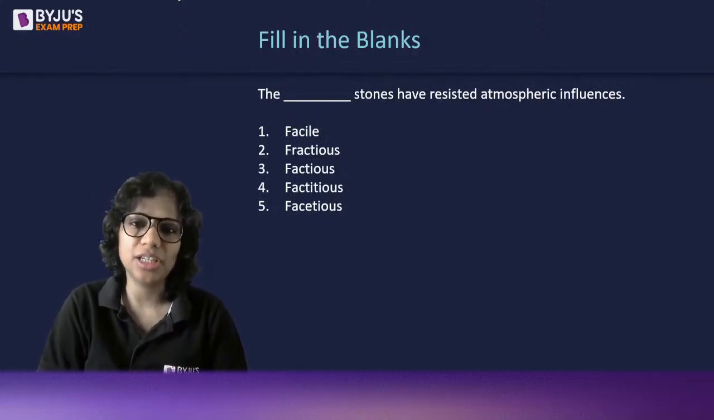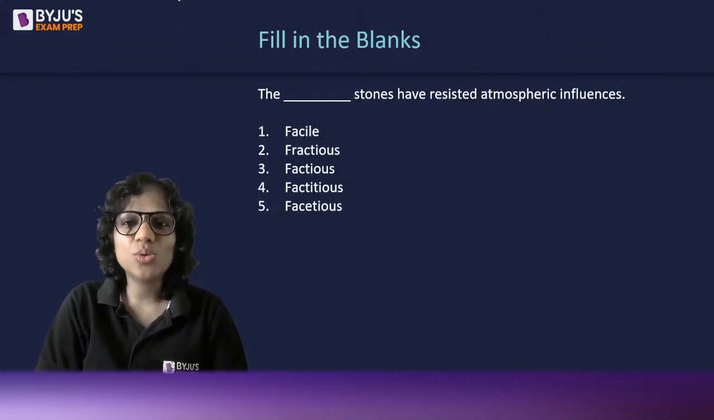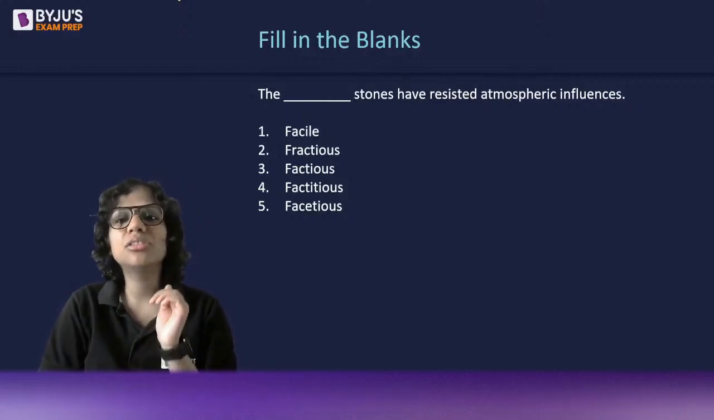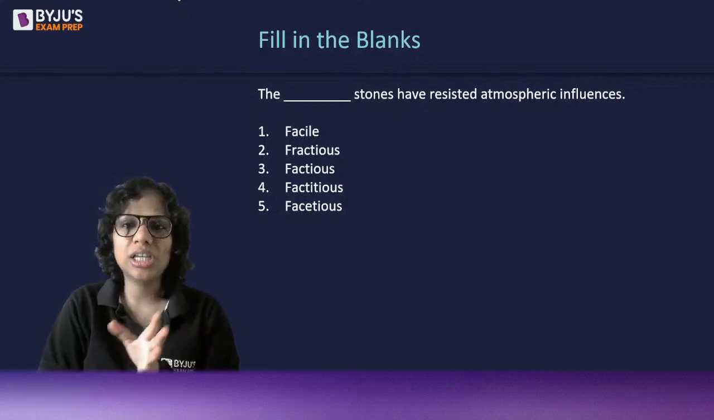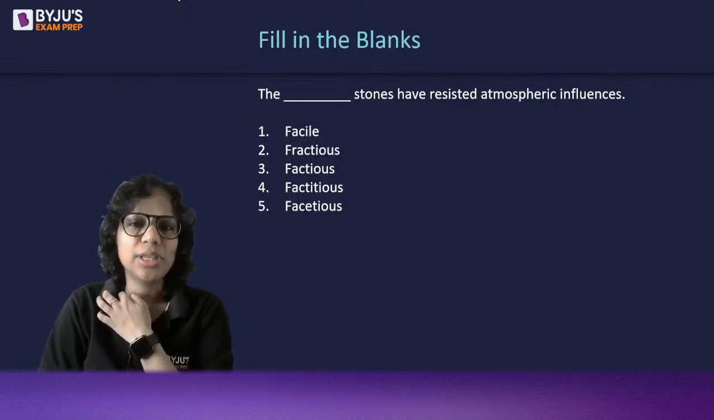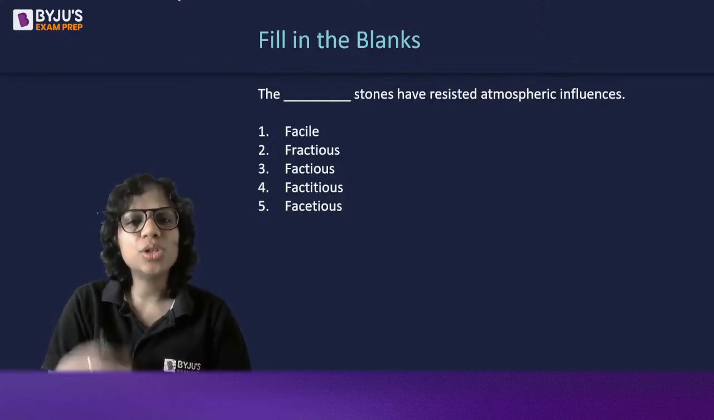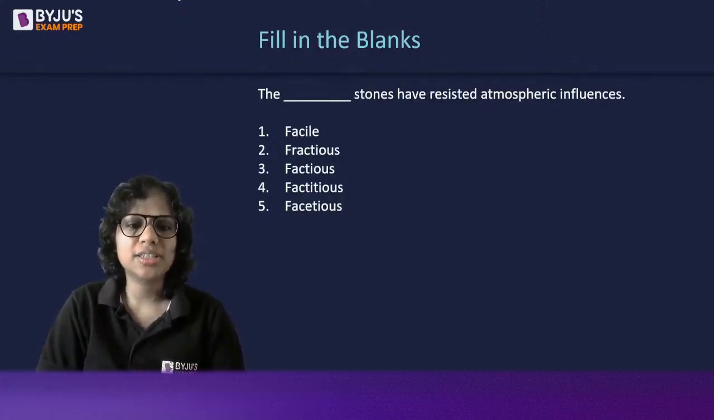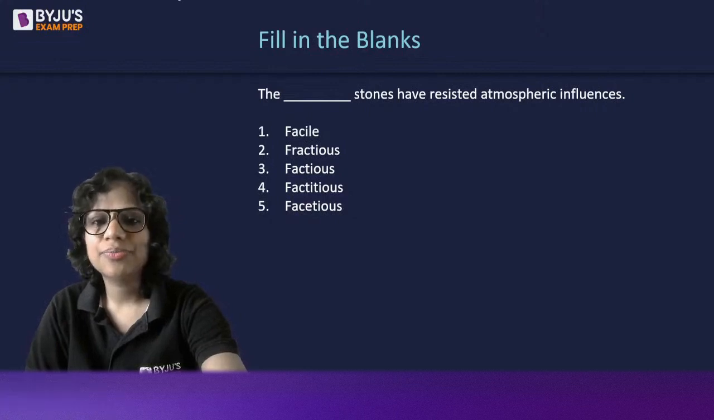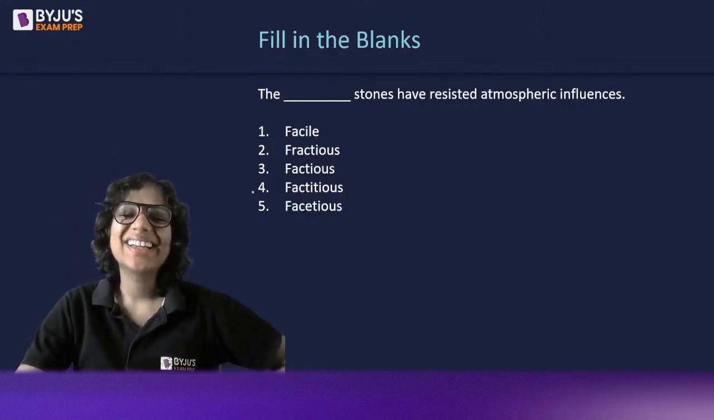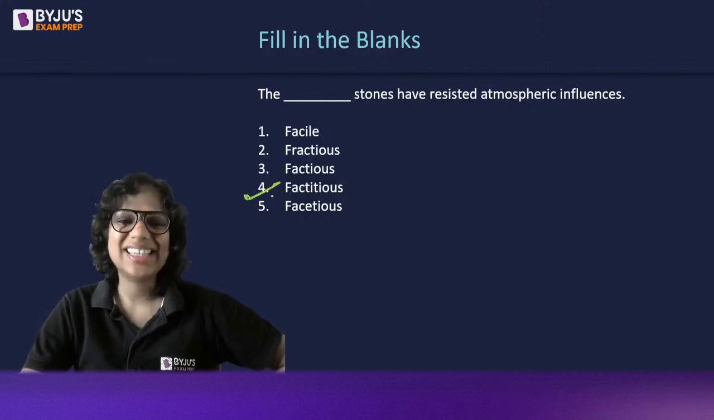That's absolutely fine. Okay. The dash stones have resisted atmospheric influences. That means these stones have remained in their original state. They have resisted atmospheric influences. So what kind of stones would they be? Okay. How many words do you know the meaning of here? Yes. Good. All right. All of you are giving me the correct answer now. Have you checked the meanings? Good, good, good. Factitious is the answer.